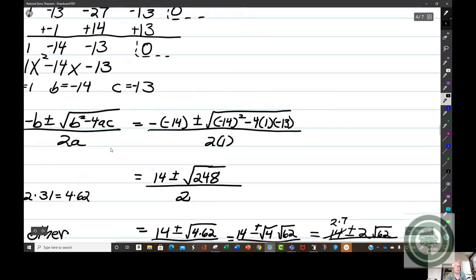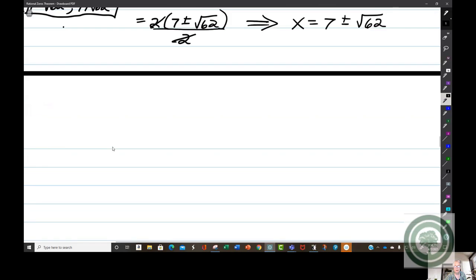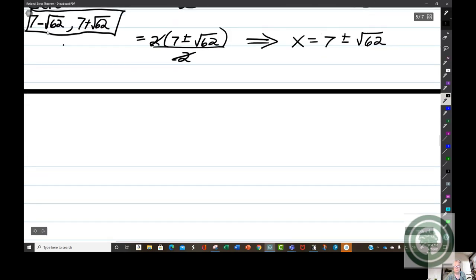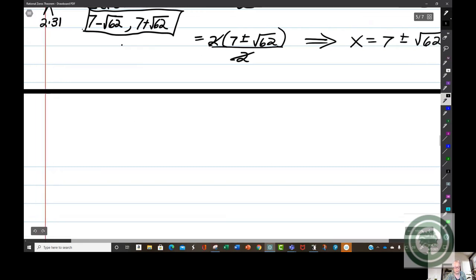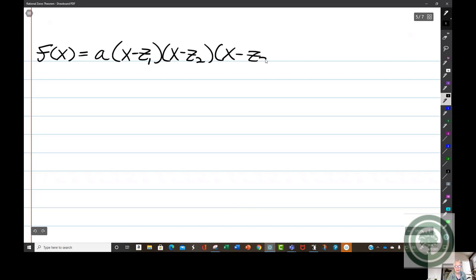Okay, now, my rational zeros are negative 2 and negative 1. And I have irrational zeros, 7 minus the square root of 62 and 7 plus the square root of 62. So when I come back here to write this in factored form, I'll use my factor factory. F of x equals a times x minus c1 times x minus c2 times x minus c3 times x minus c4.